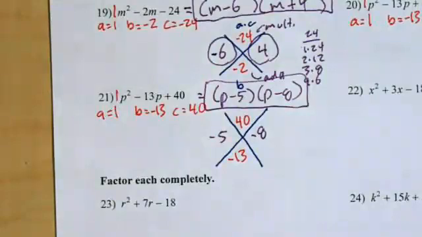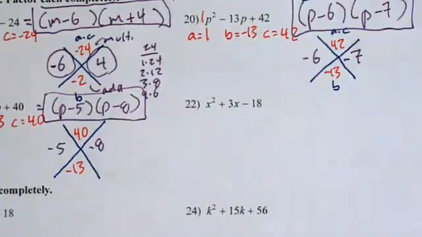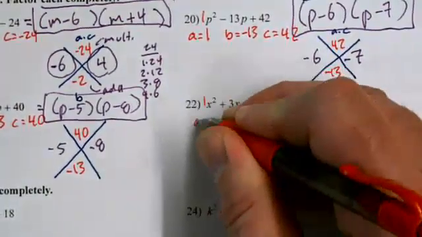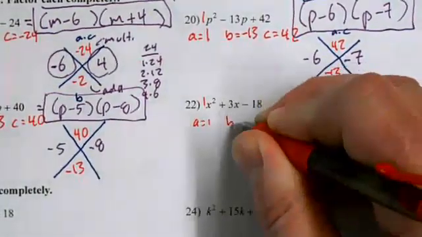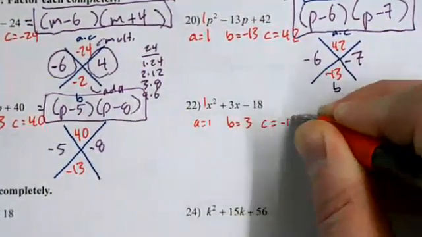If you're feeling confident and you want to move ahead from me, that's fine. I'm going to do one more with you, and then we'll have some time for you to practice this. Seems like you guys are doing a pretty good job with this. I'm impressed. All right, last one together here. A is 1, B is 3, C is negative 18.